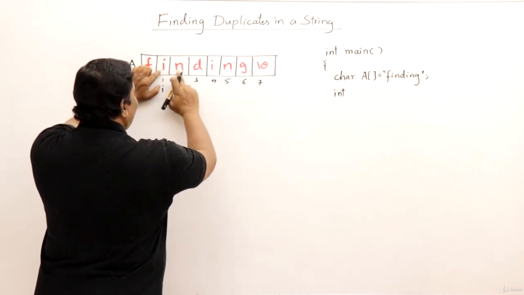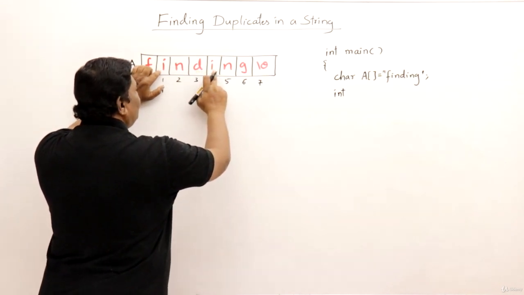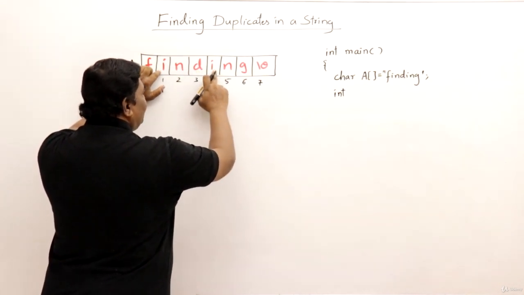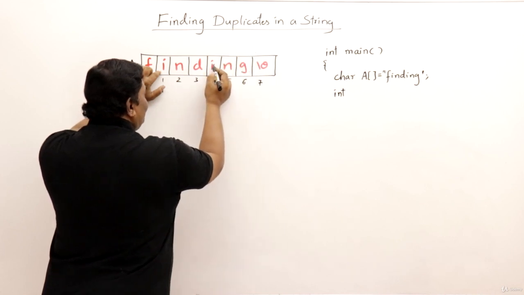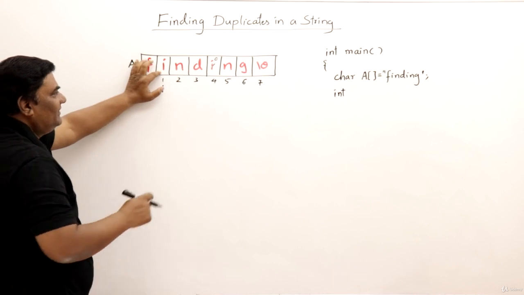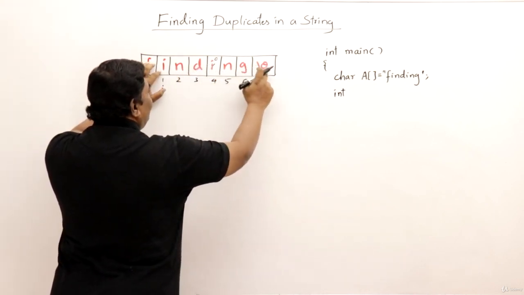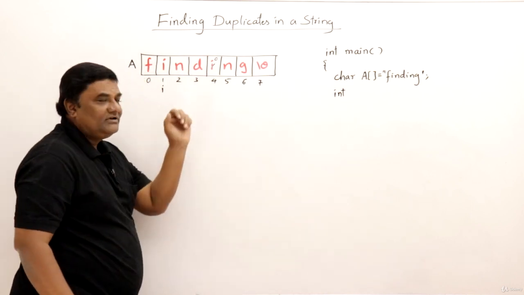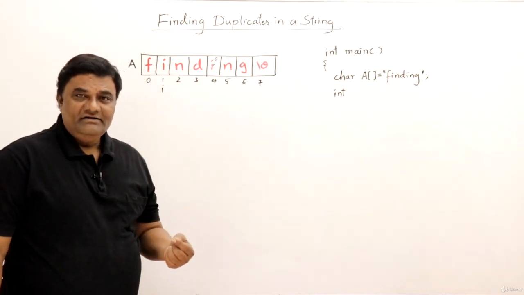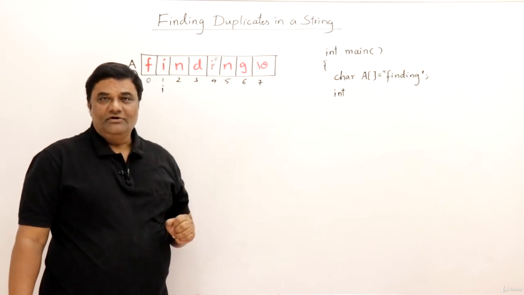Is it same as I? No. Is it same as I? This one? No. Is it same? Yes, it is found. So we found one duplicate. As I already told you, we should remove this and make it as 0 so that it should not be counted once again. Right? Then check with this one. No. Check it with this one. No. We have reached the end. So we have found one more I. So there are two occurrences of I, this one and the other one that we found.